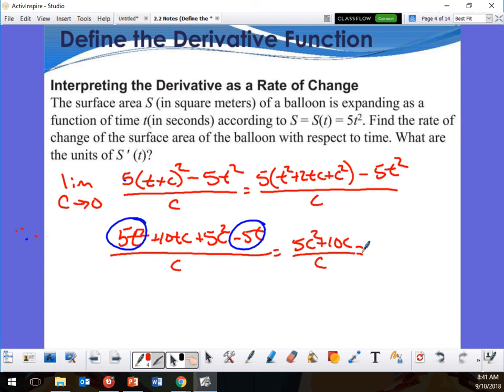Factor out that c, right? I can factor out 1c, and then cancel it. So I'm going to be left with 5c plus 10t. And then do the limit as c approaches 0. So s prime of t is going to be what? 10t.